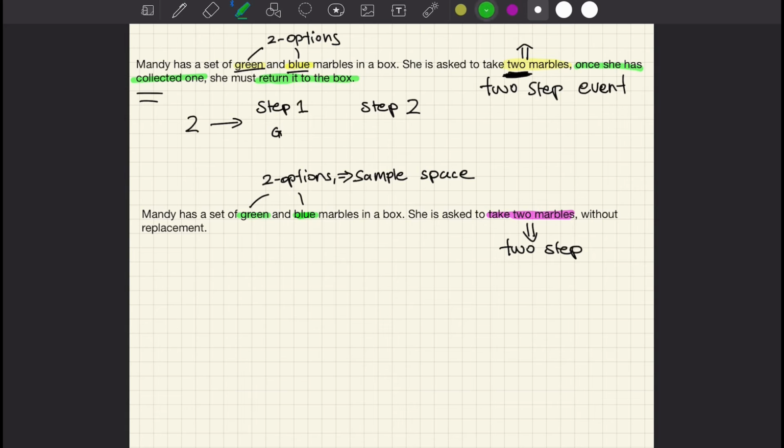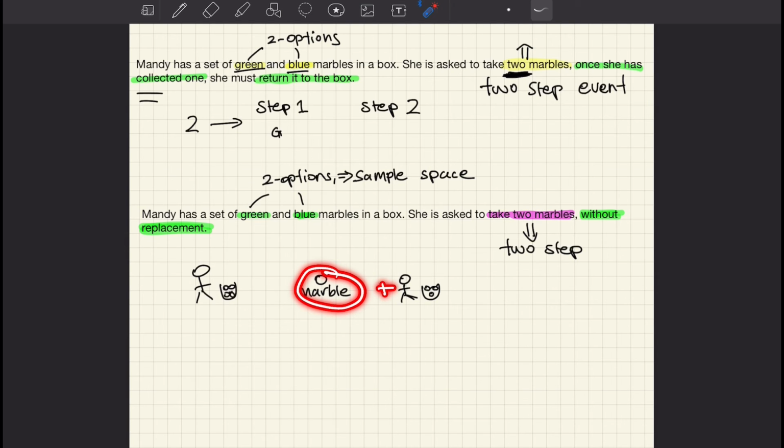And this next part is the difference: without replacement. Okay, so what does this mean? This means that Mandy takes a bag of marbles. She takes one and leaves it to the side, and then Mandy picks from the remaining ones. So there is going to be one less marble in this second bag than there was here, because we have this marble outside plus whatever is inside this bag.